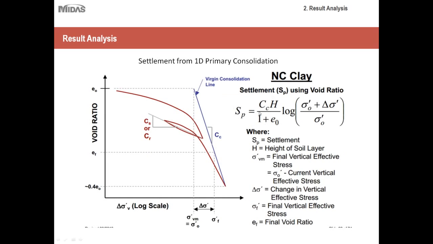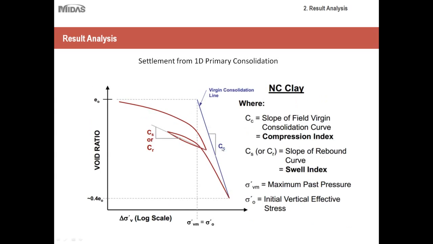Okay, so now let's go over just a quick sample of how to do this for normally consolidated clay. As you can see, once you have all of those values, you can use this empirical formula to calculate your settlement, or your primary consolidation, Sp. You just plug all of these values into this equation here, and you can get Sp.